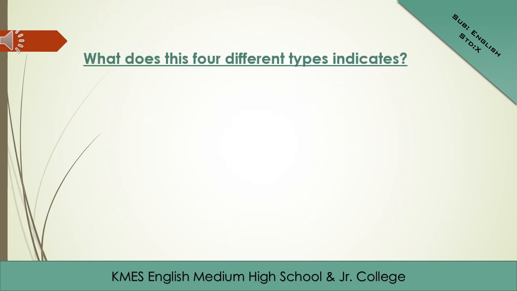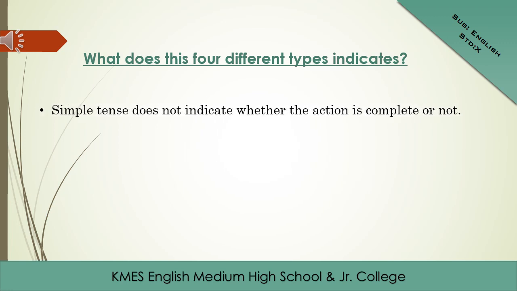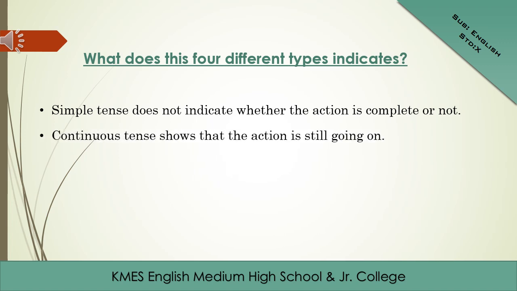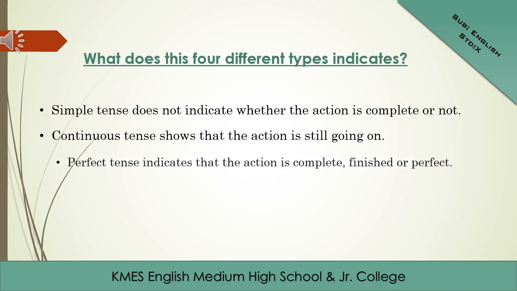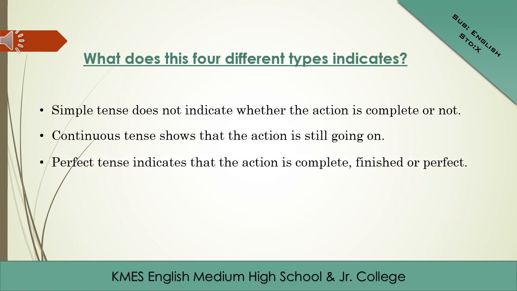What do these 4 different types indicate? Simple tense does not indicate whether the action is complete or not at the time of saying. Now continuous tense. Continuous tense shows that the action is still going on. Next, perfect tense. Perfect tense indicates that the action is complete or finished or it is perfect.